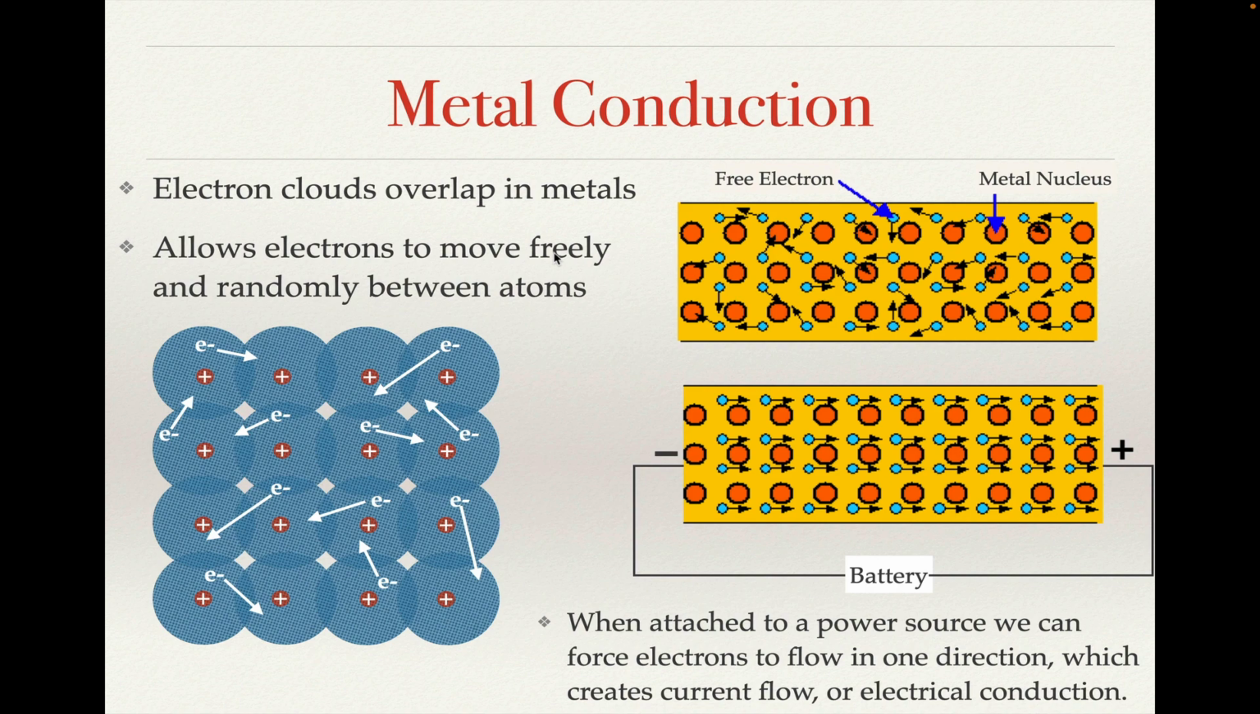However, if we attach a power source to these metals, so if I hook up an electrical wire and have a negative side and a positive side, what I can do is the battery can actually push the electrons all in one direction. So that's how batteries work in your phones: they take these free-moving electrons and push electrons in one side and force them to run across the wire to the other side. And these moving electrons, all in the same direction, create current. And that current is what runs your phone.